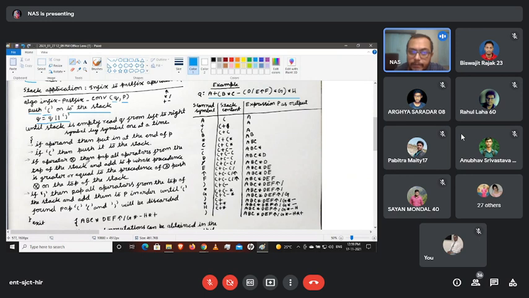If an operator is encountered, then pop all operators from the top of the stack and add them to P. If we are encountering any operator here, we are going to pop out from the top of the stack, and then we are going to add them to P. See, that's what we have written here: if operator, then pop all operators from the top of the stack and add to P whose precedence is greater than or equal to the precedence of the operator pushed on the top of the stack.